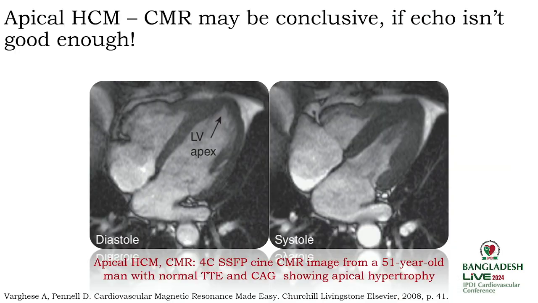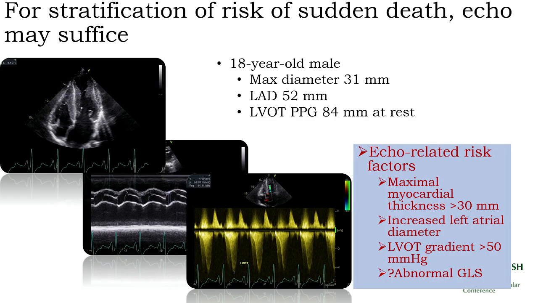But if the window is not optimum, sometimes we cannot visualize the apex. In that case, we can take the help of cardiac magnetic resonance, and it can beautifully demonstrate apical hypertrophy and also the loss of the apical LV cavity during systole, as is the case here. So it can contribute a lot.